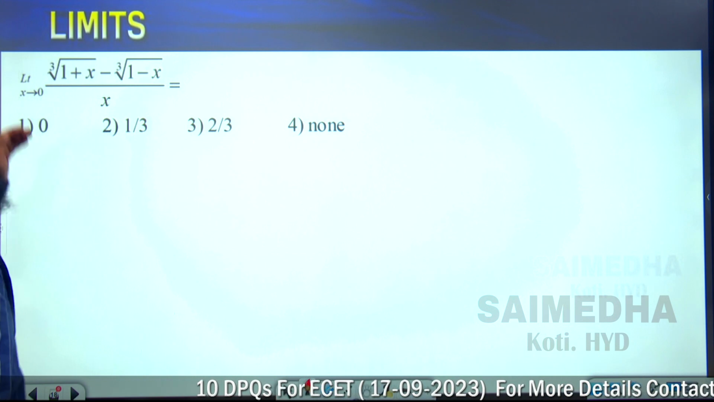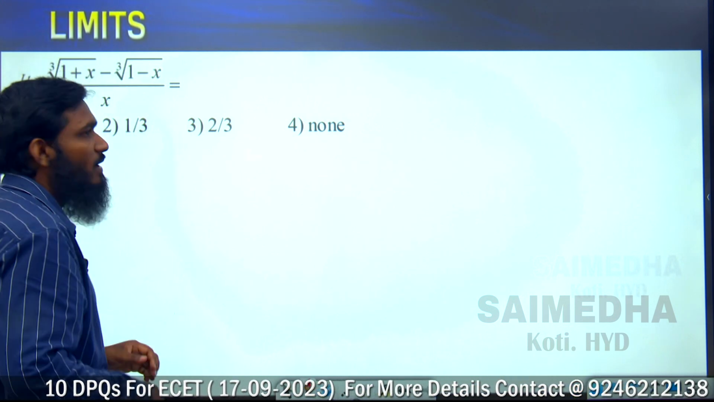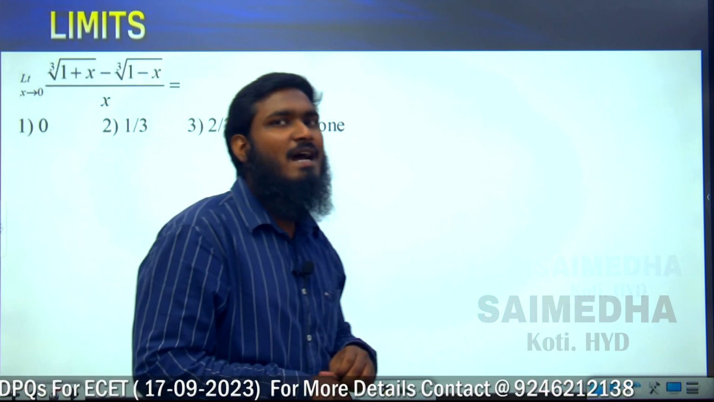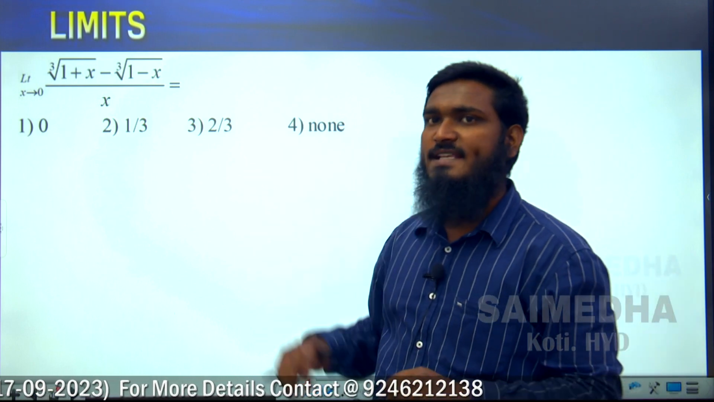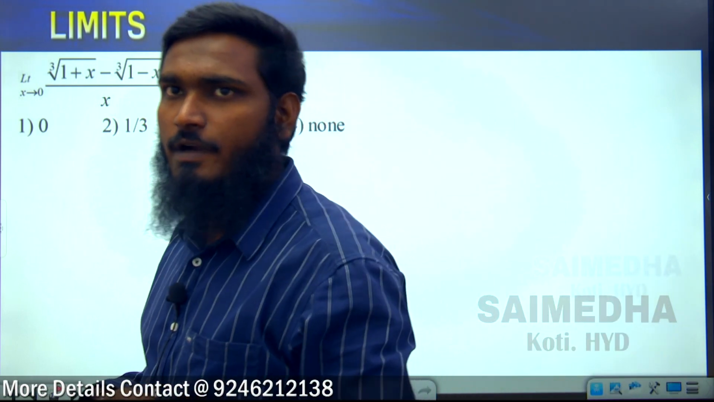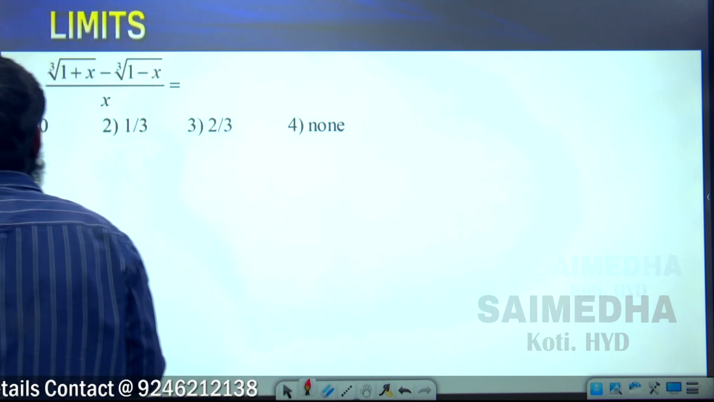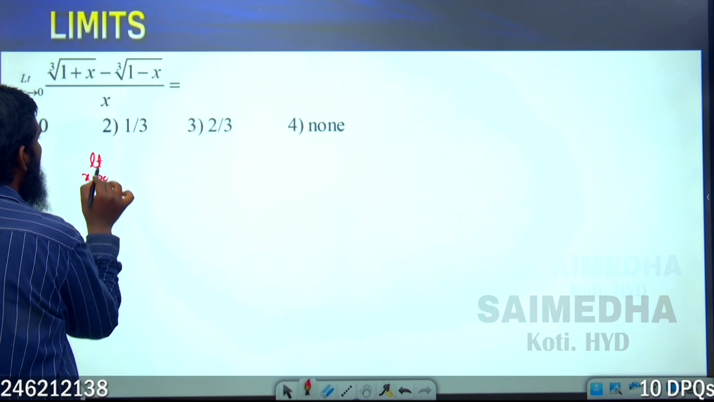Now what is the next question we are having? Limit x tends to 0, cube root of 1 plus x minus cube root of 1 minus x, divided by x. Again, if you are getting the answer as 0 by 0 after substituting the x value, then what do we have to do? We have to apply the L'Hospital rule.